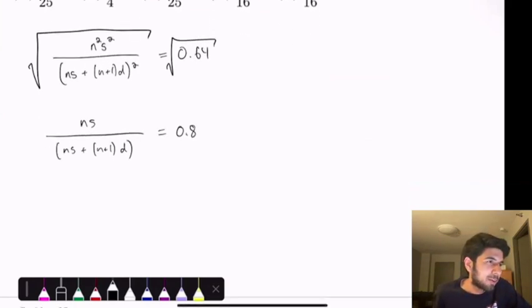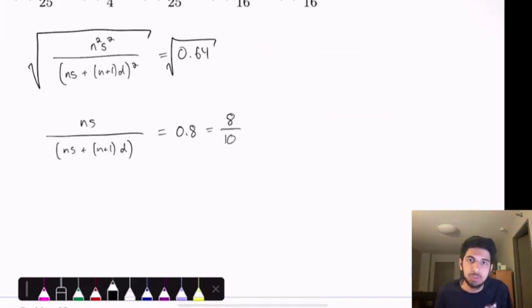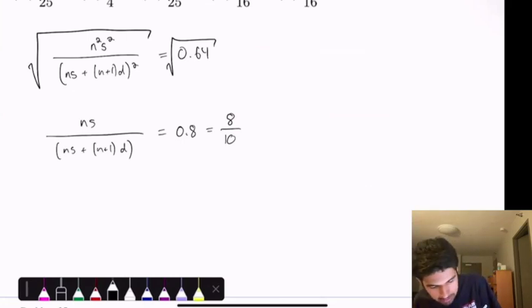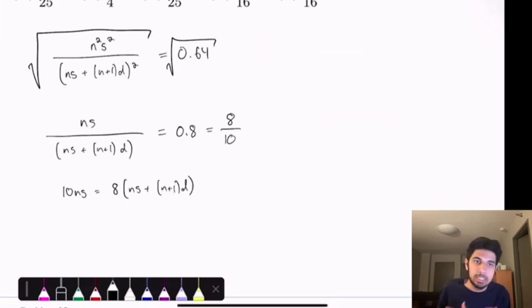What are we after? What are we trying to find? We're trying to find d over s. So we somehow want to rearrange the fraction until we have d over s. I don't like dealing with decimals, especially when we want to deal with fractions, so we'll just rewrite the decimal as 8 over 10. From here we can cross multiply to get 10ns equals 8 times the quantity (ns + (n+1)d). Cross multiply is the same thing as multiplying the denominator on both sides for both fractions.